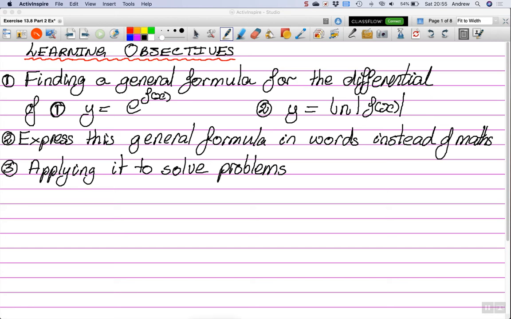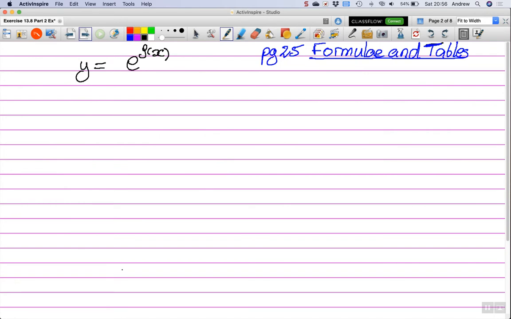Right, the intention of this lesson is to build on what we were doing in last lesson. The learning objectives are to find a general formula for the differentiation of an e function and the differentiation of a log function. We're then going to learn to express these general formulas in words instead of in mathematical language. And then by using the wordy definition, we're going to apply it to solve problems in an easier, quicker fashion.